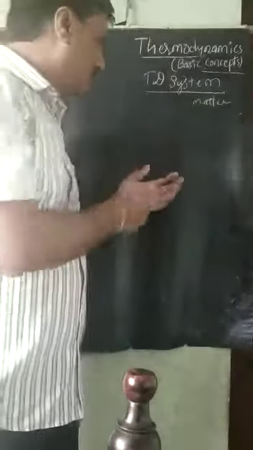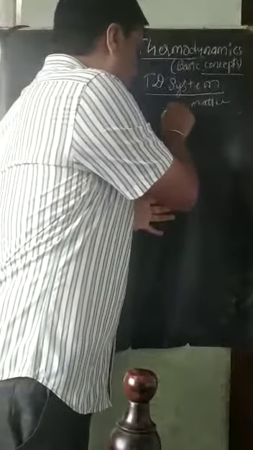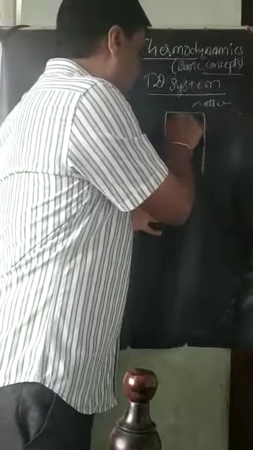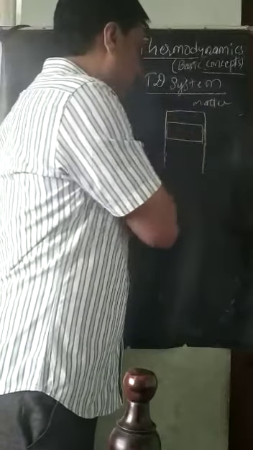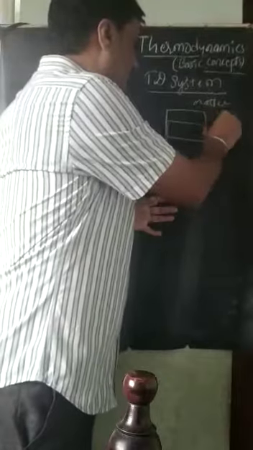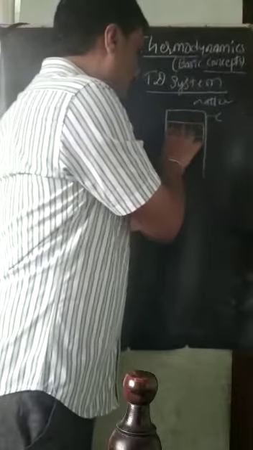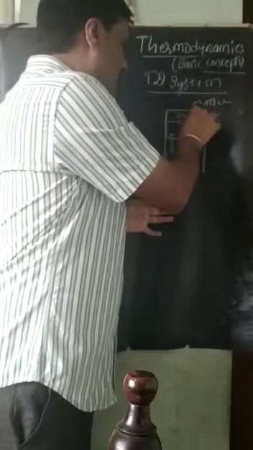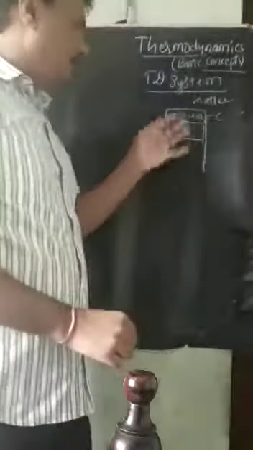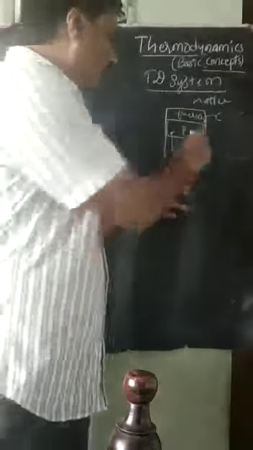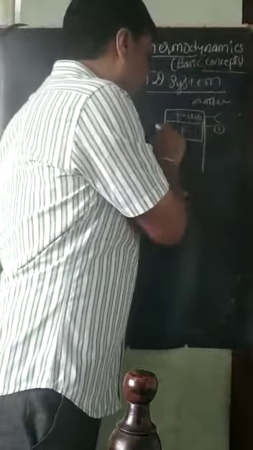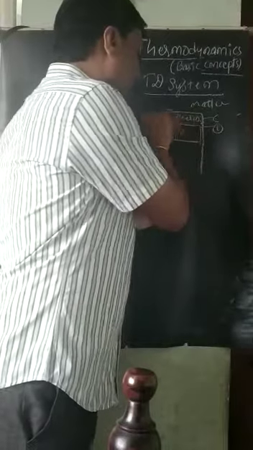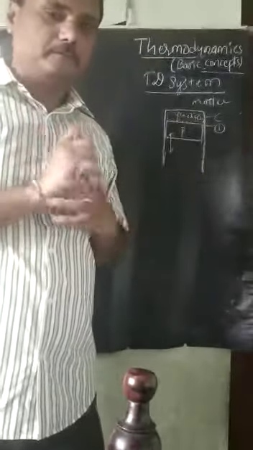So what is this? For example, if I take a piston cylinder arrangement, this is a cylinder and this is a piston which is freely moving up and down. Once the fuel plus air, O2, is burnt here, the piston moves from position 1. So what I will do is take this dotted line. This is called the system.